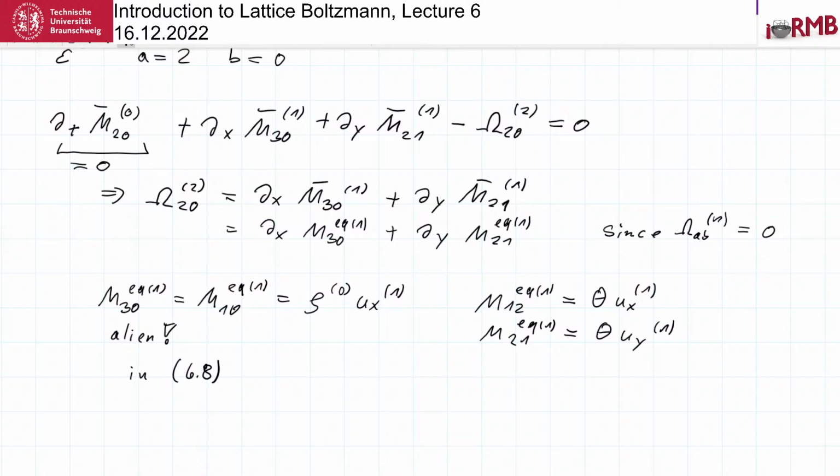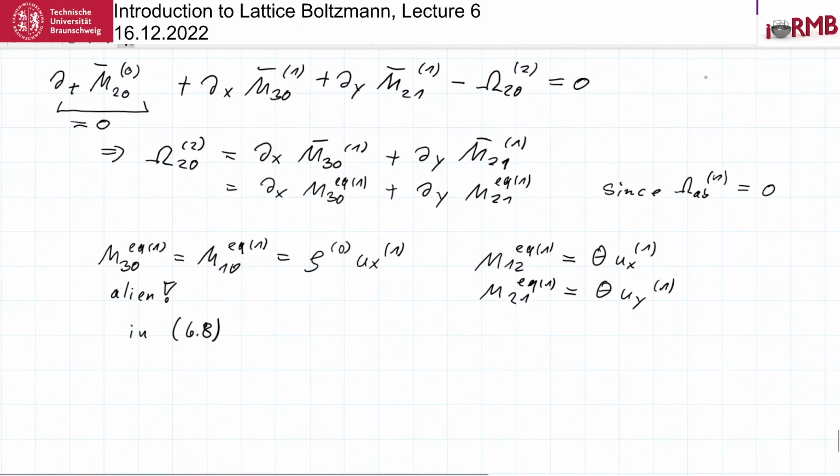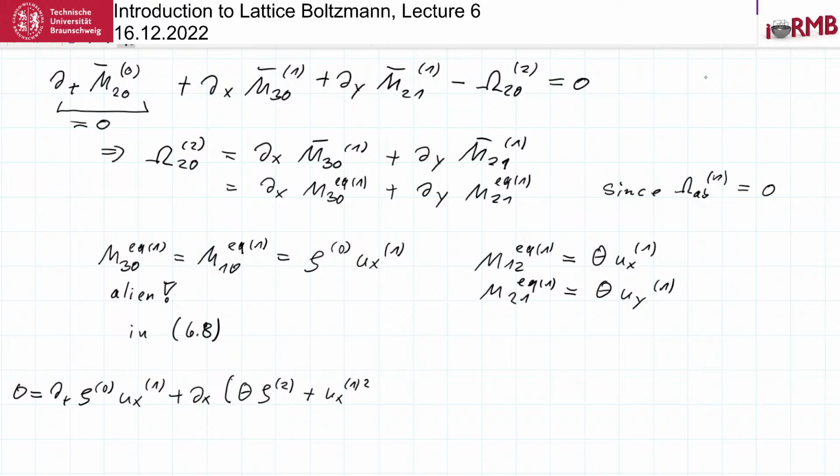6.8, and then we get to the equation where everything is equal to 0. We have the time derivative rho 0 ux 1 plus dx theta rho second order plus ux first square rho 0 order. So these are the equilibrium parts, the y ux first order, uy first order, rho 0 order.